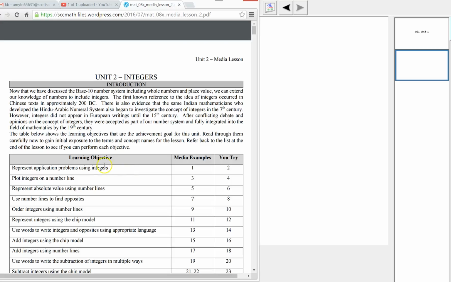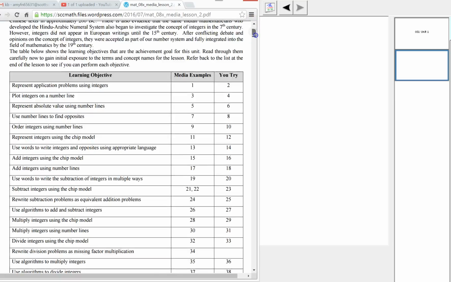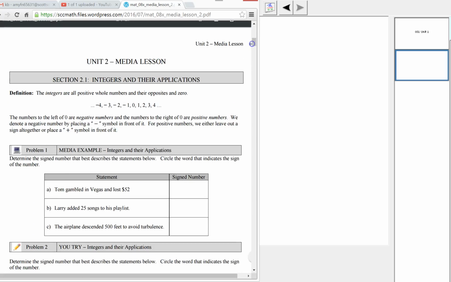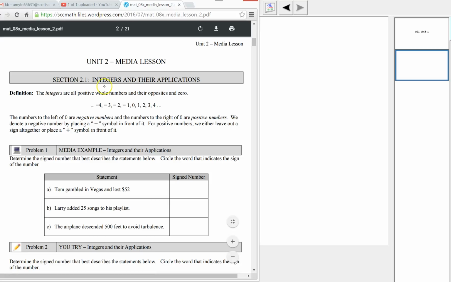We're going to look at applications involving integers. Some of the other representations we'll use are number lines and the chip model. Okay, so in the beginning we also look at absolute value and opposites. So we're building all of these ideas and appropriate language, which can be complex, before we even get to the operations. So notice section 2.1 starts with integers and their applications.